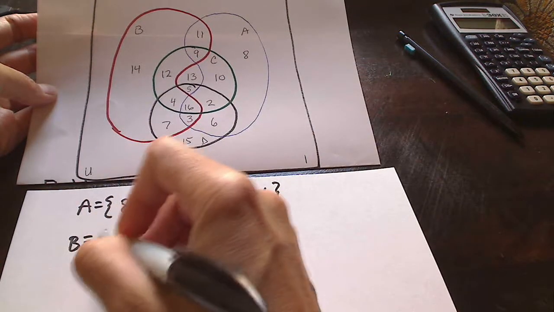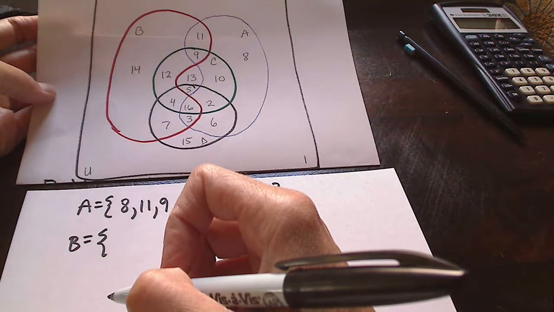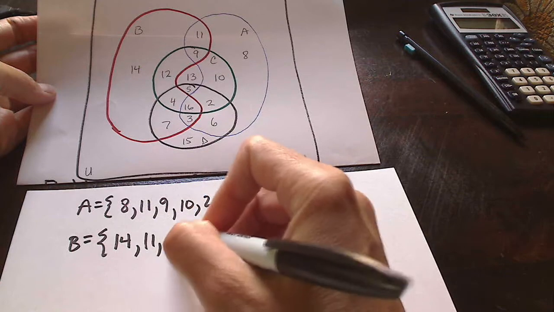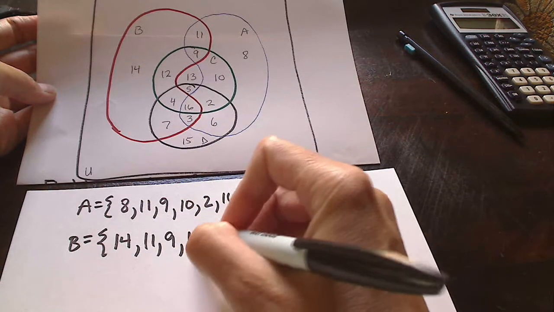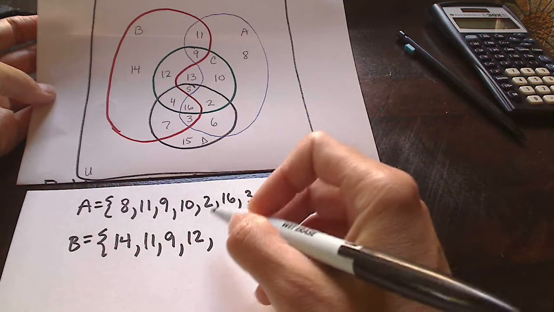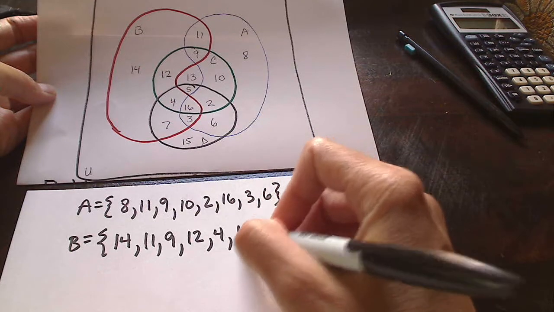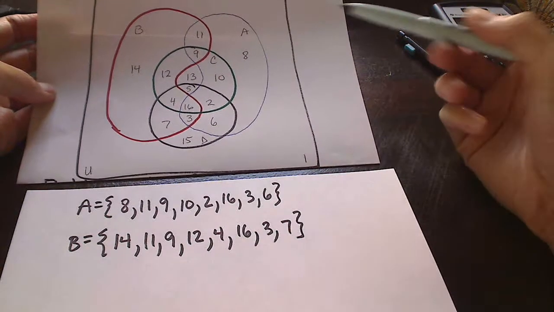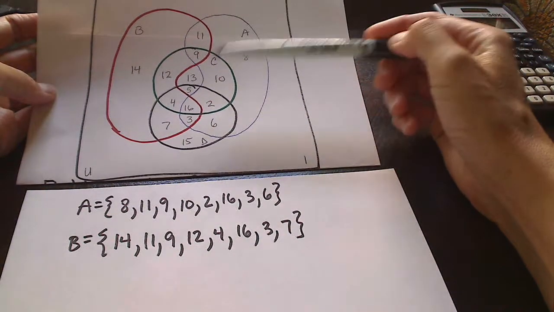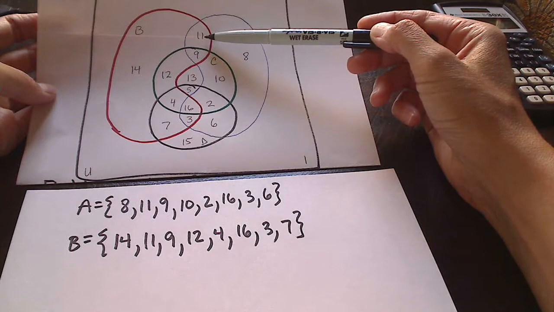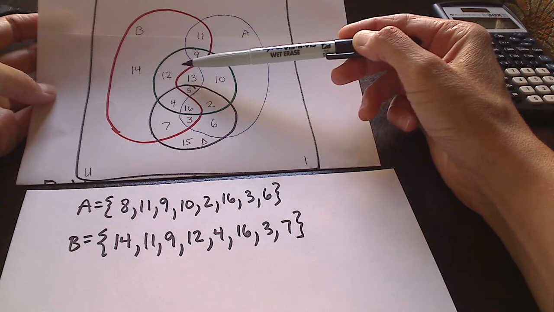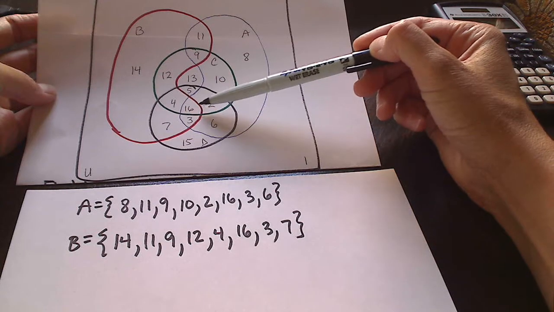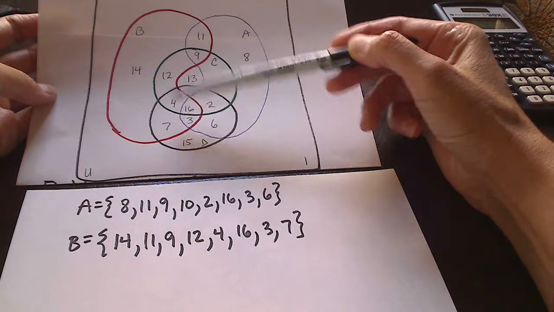All right, in set B, I'm seeing a 14, an 11, a 9, a 12, a 4, a 16, a 3, and a 7. You kind of have to use selective attention, selective focus, because there's so much going on. You're just looking for the elements that are existing inside the red, and so you kind of have to just ignore all of the other lines if that's possible.